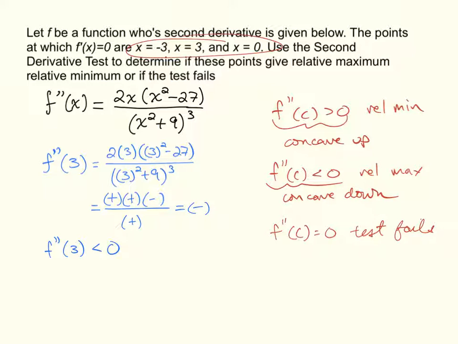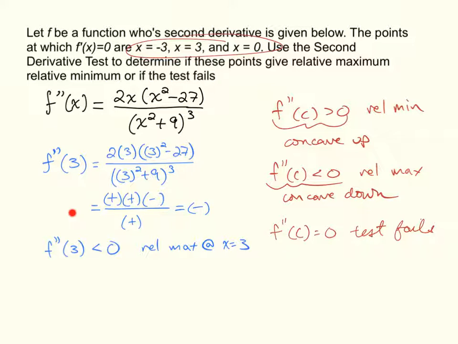You don't have to know the exact value. You just have to know if it's bigger than or less than 0. So we know that this is concave down and gives a relative maximum at x equals 3. And again, normally you would go through one of these exercises and substitute this 3 back into the original function to find the y coordinate of that relative maximum. However, we don't have the original function to substitute this value in. So we just have to say that there's a relative max at x equals 3.